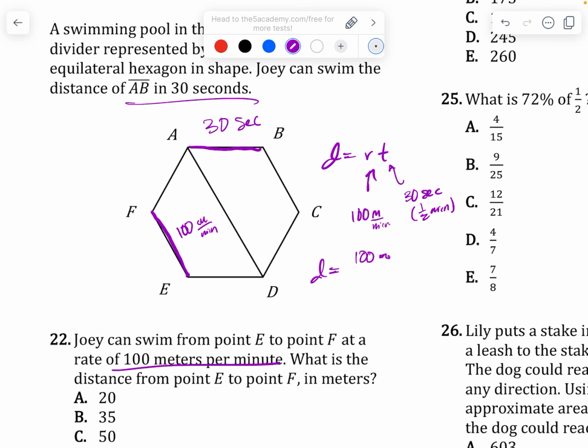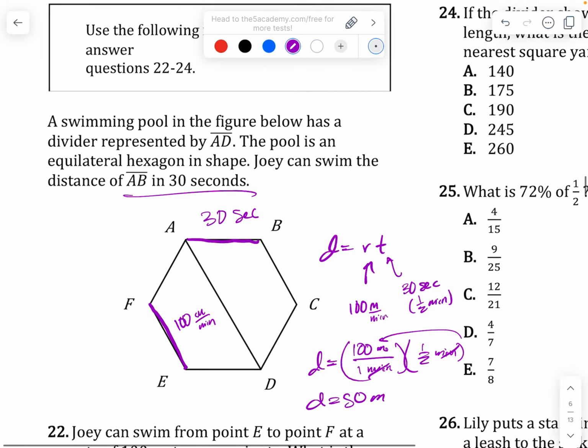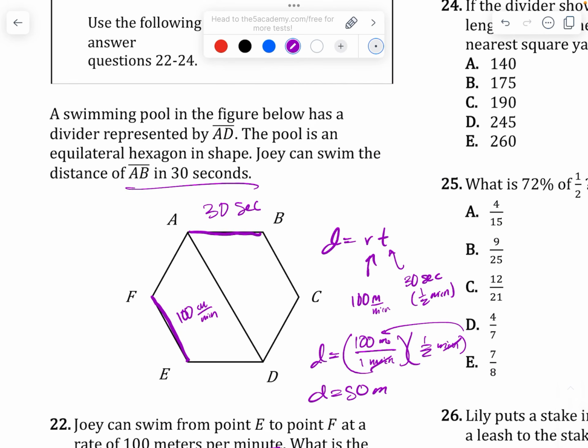100 meters, 1 minute. Multiply that by half a minute. Okay, so minutes and minutes cancels out. I'm going to end up getting a distance in meters. Distance equal to 50 meters. 100 times half. Okay? Now, I also know that it's an equilateral hexagon, so that means AB, this length is equal to this length.